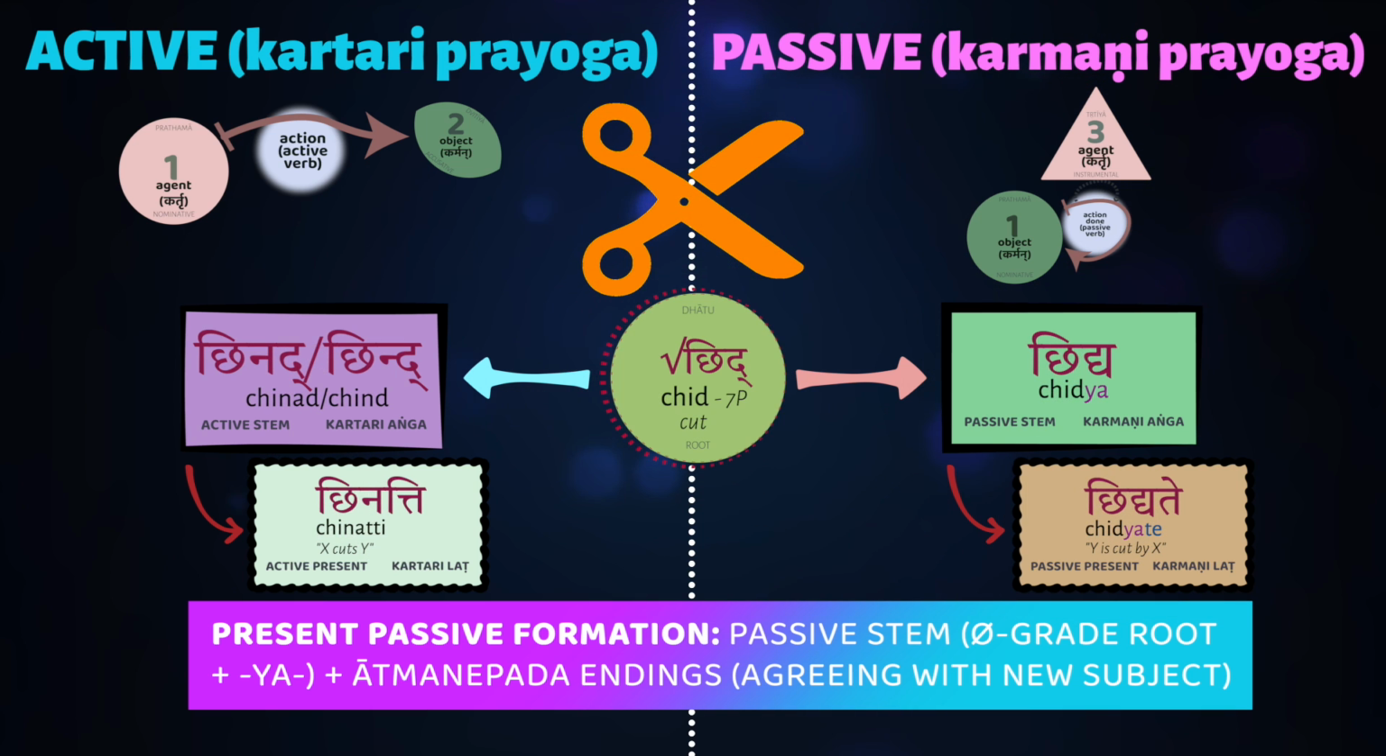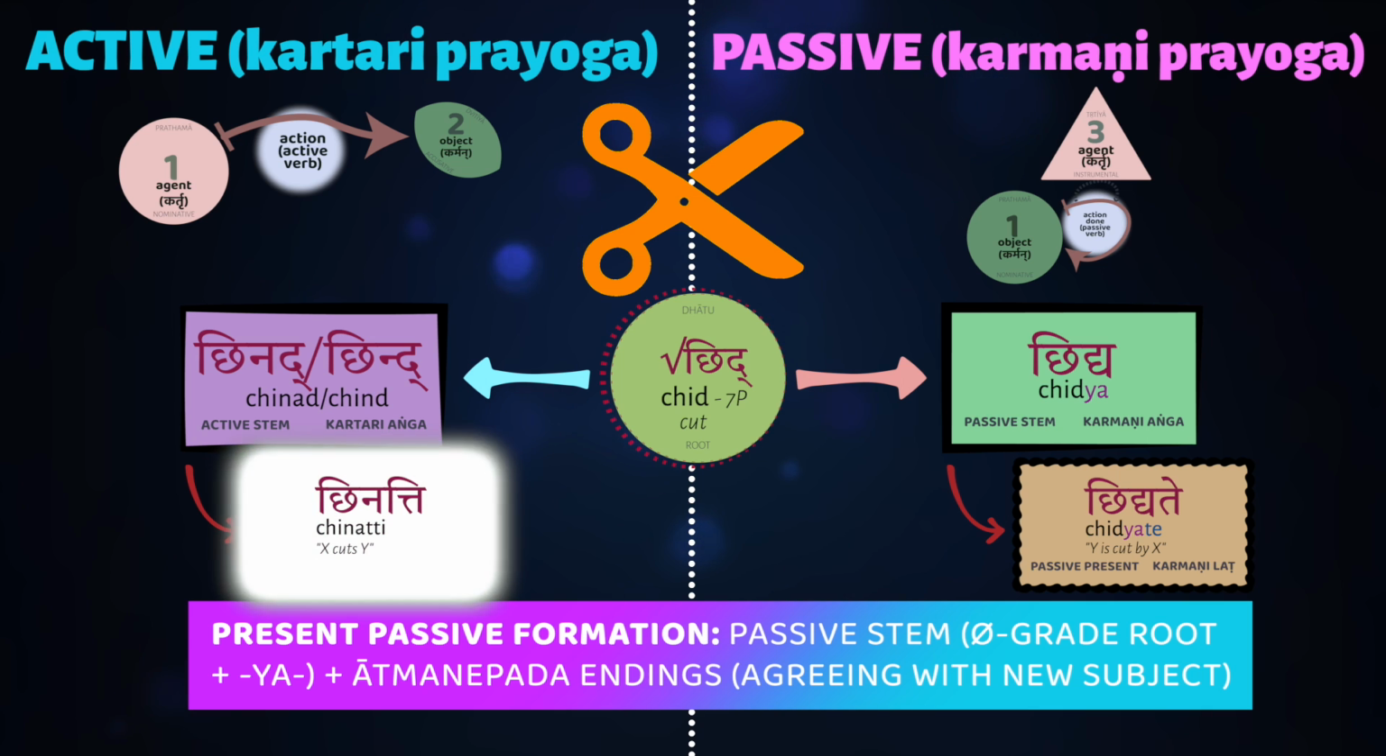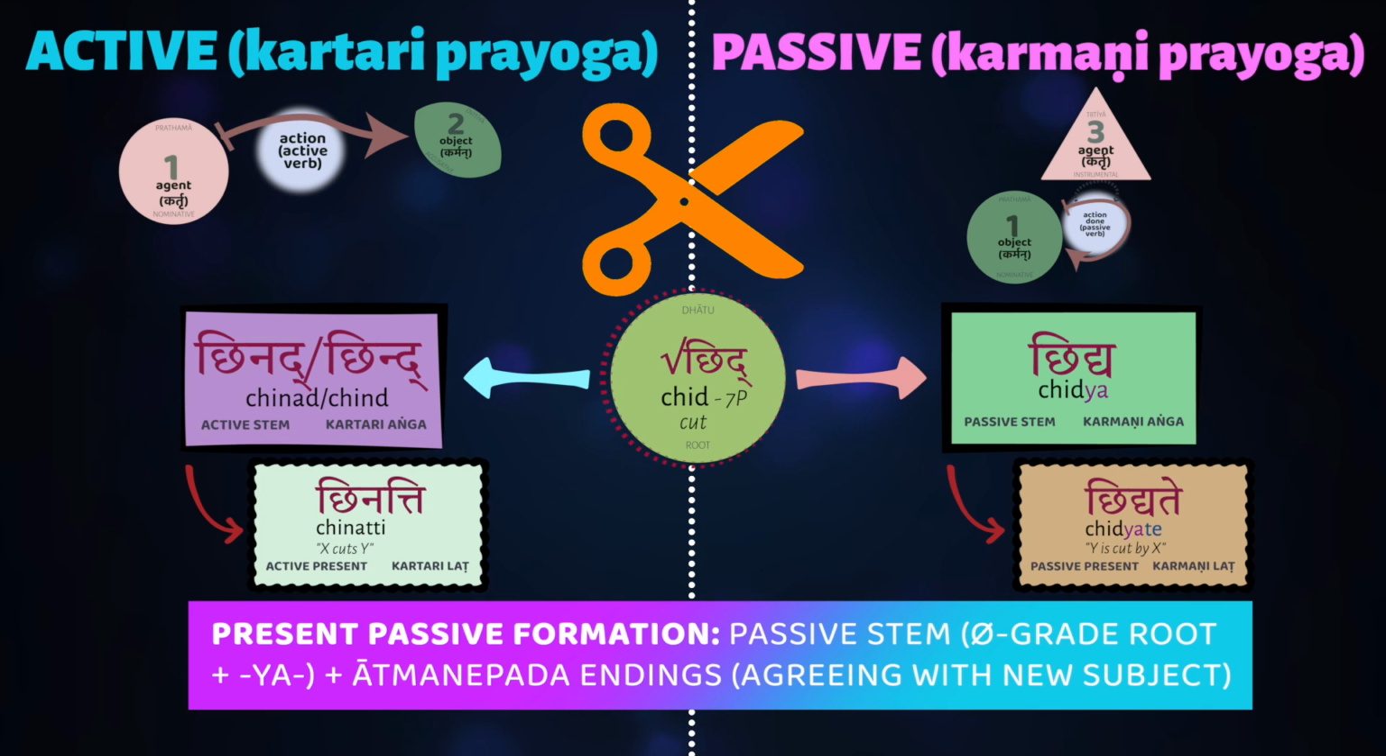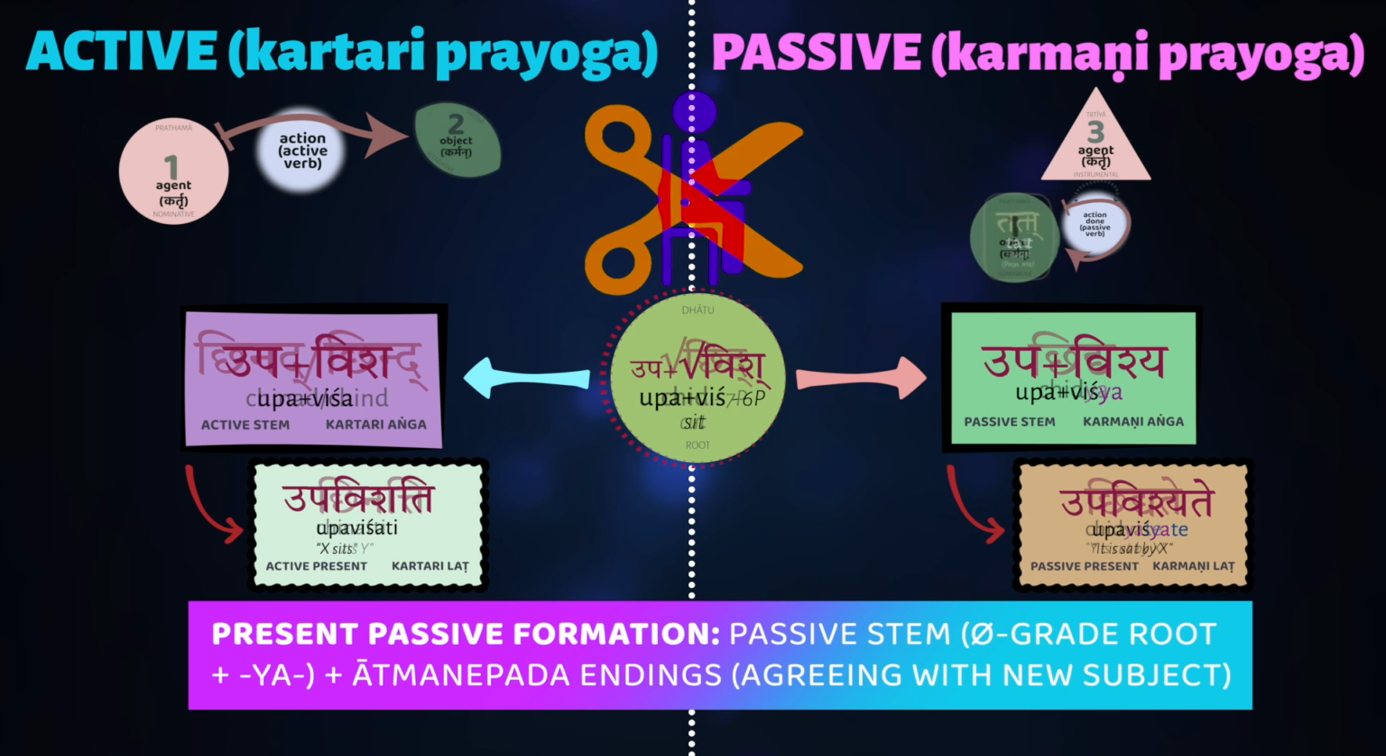Chid, cut, 7th class verb, which would be chinatti in the active present. He, she, it cuts. In the passive, gana doesn't matter. You just take the zero grade root, you add ya, you get the stem chidya, and you add whatever ending goes with whatever is being cut. So you get chidyate, it, she, he is being cut.